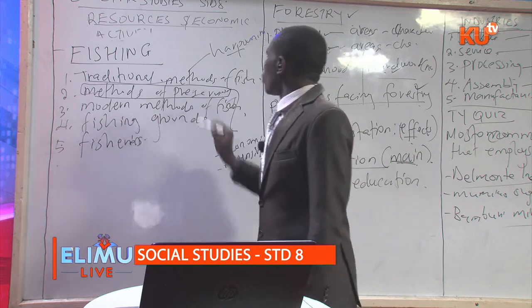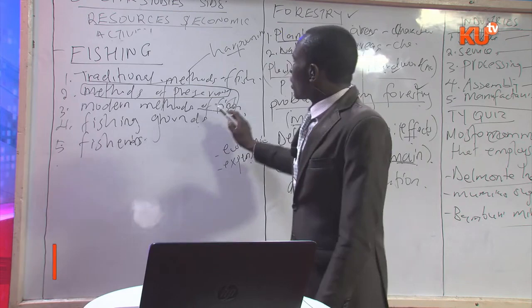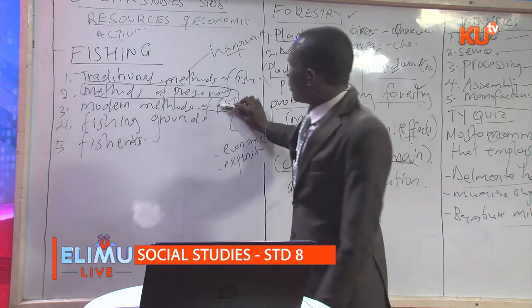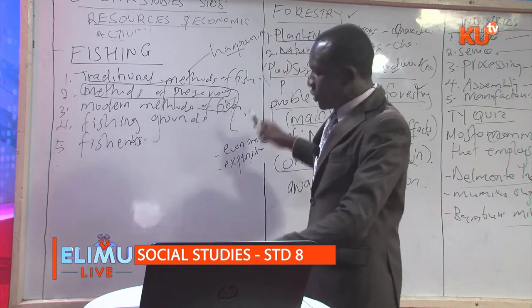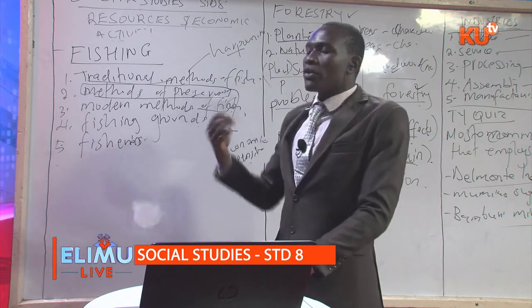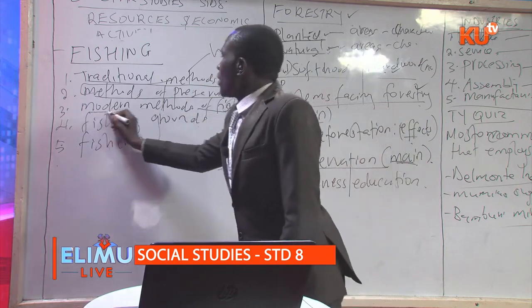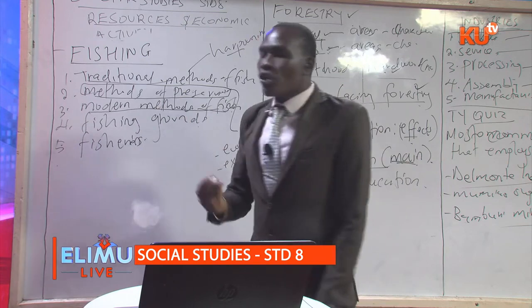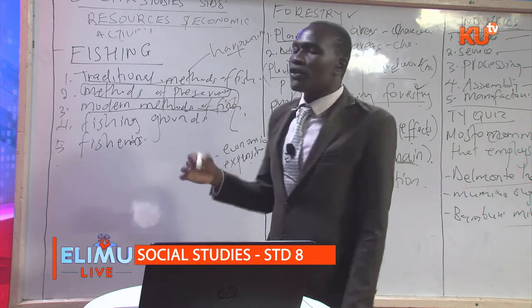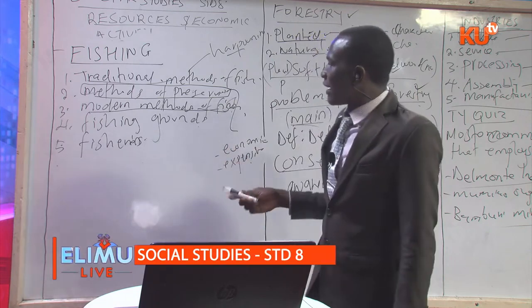On the modern methods of fishing, there are so many, and mostly the examiners will draw a diagram for you and ask you which method of fishing is that. Then, still on the modern methods of fishing, they can still draw, and then they ask which one of the following fish is not caught using the method of fishing that has been shown on the diagram.